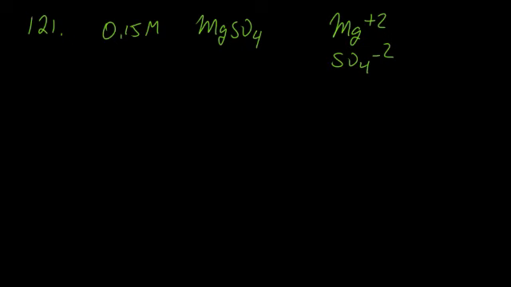How many equivalents per liter of sulfate ion are there in a 0.15 molar solution? Okay, so basically we just need to remember what equivalents are. So looking at this, we have Mg, SO4. Every time this goes into water, we're dissolving it.